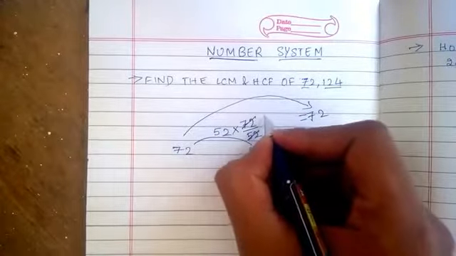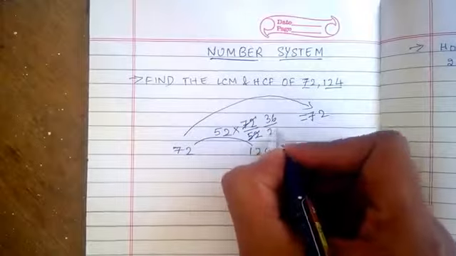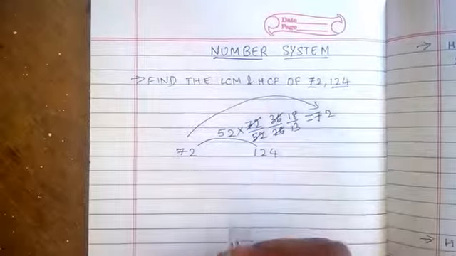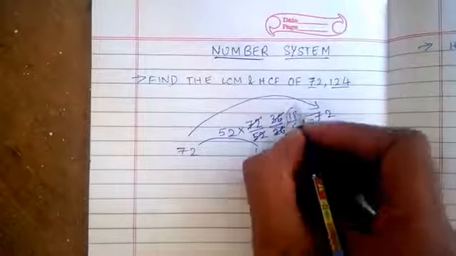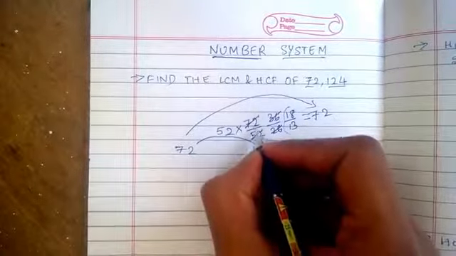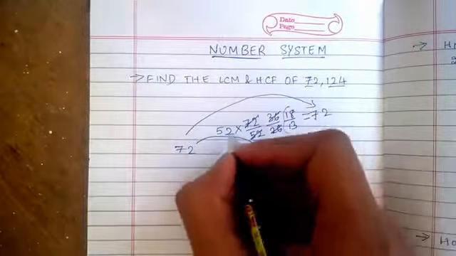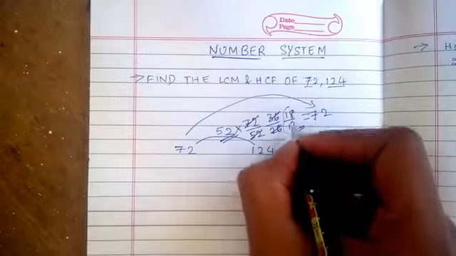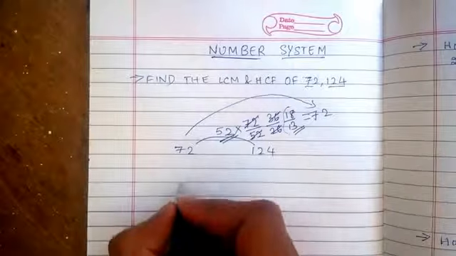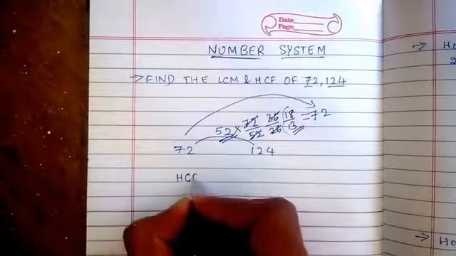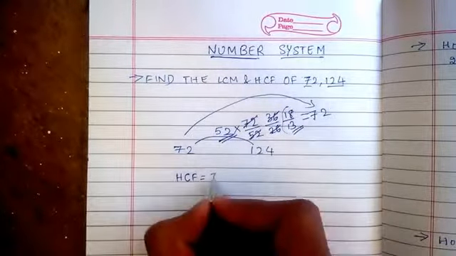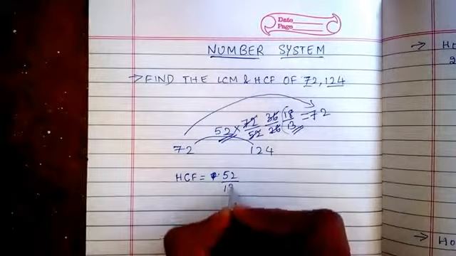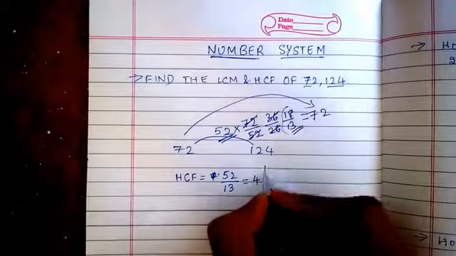This becomes 36 by 26 or 18 by 13. Now this is the simplest form. Always the simplest form of this fraction has to be taken. Then the difference divided by the denominator of the simplest form of the fraction gives us the HCF. HCF is 52 divided by 13, and that is 4.